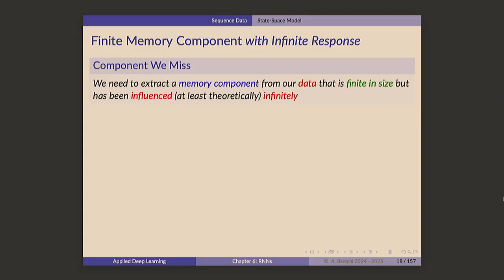That memory component should be finite in size, but it should somehow get influenced infinitely in time, right? So if a word changes somewhere at the very beginning of the text, our memory should change, but the size of that memory doesn't need to be infinite. Do you have any idea how we can do it? Those of you who had an EE background or mechanical engineering background, probably you have some idea, yes?